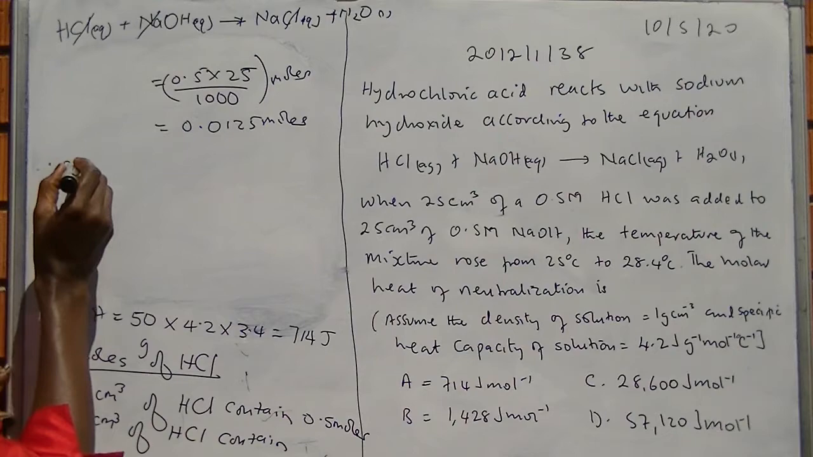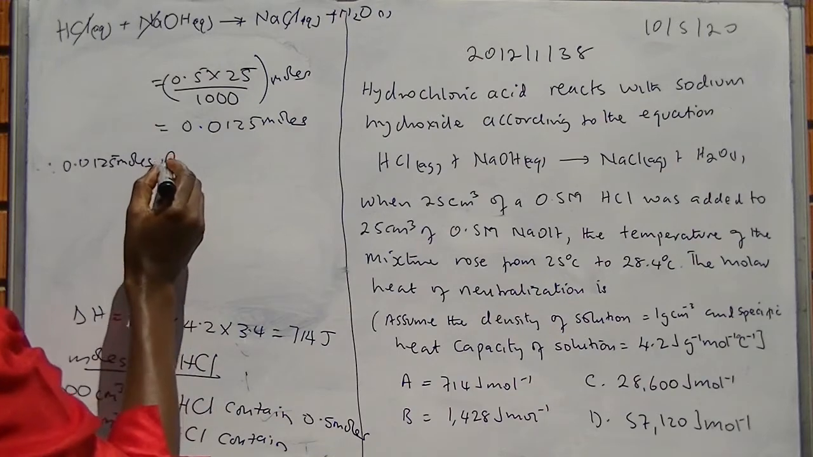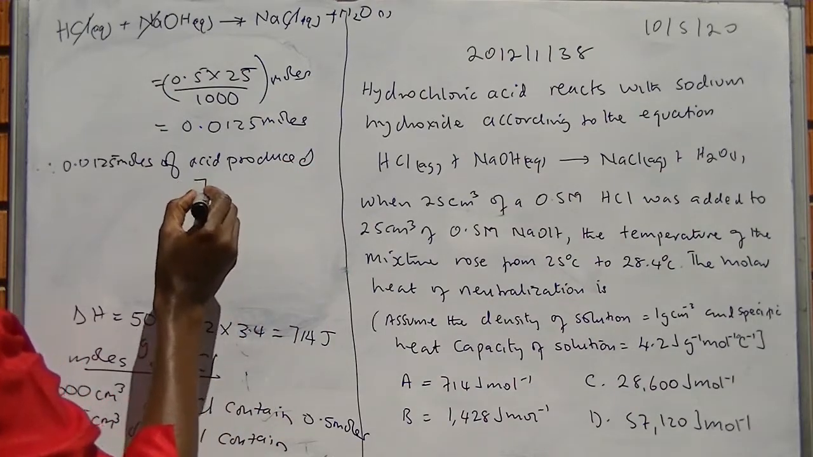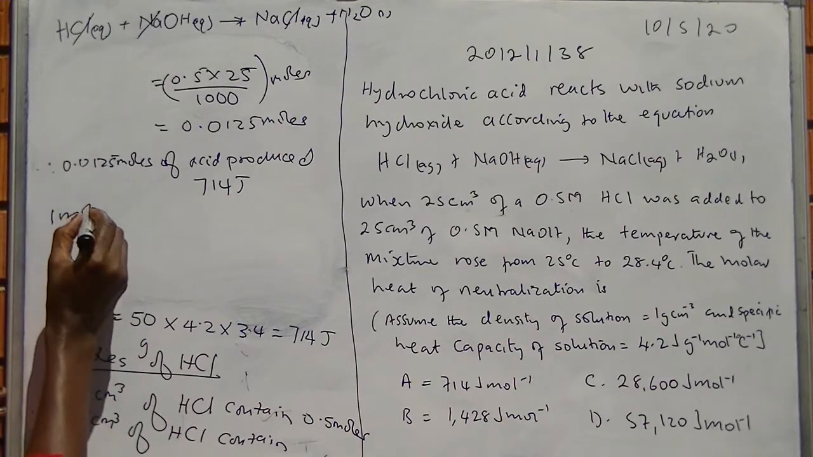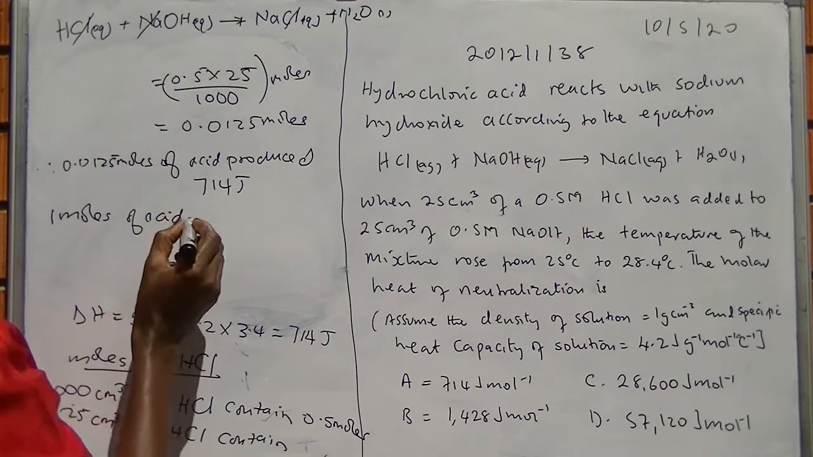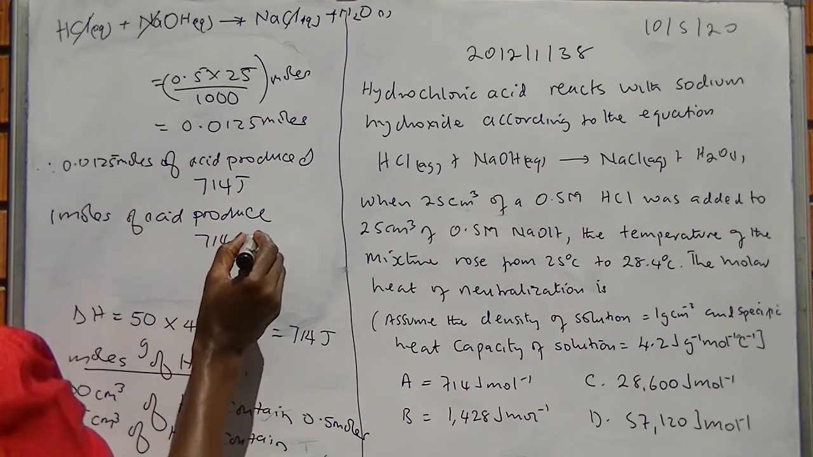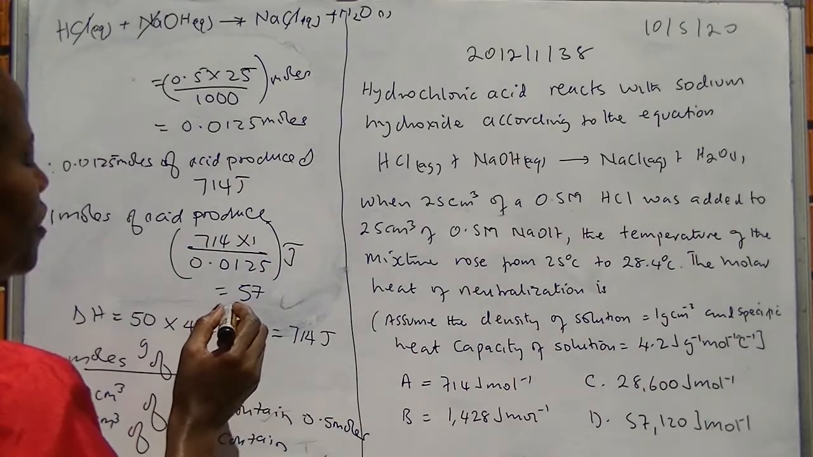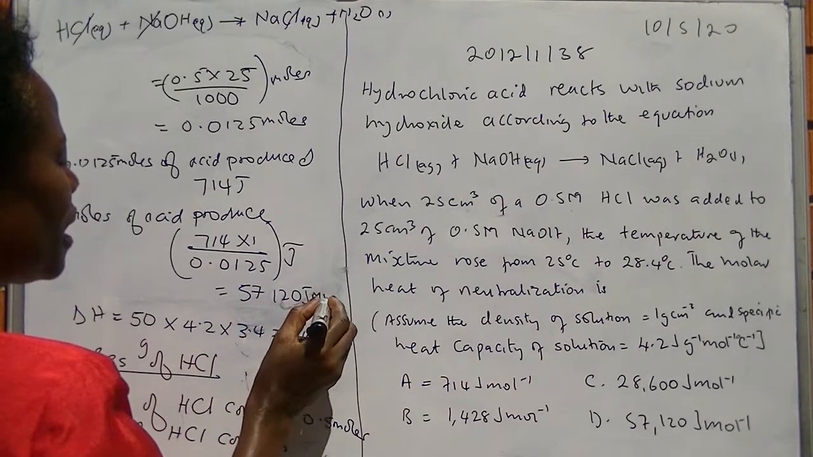Therefore, 0.0125 moles of the acid produced 714 joules of heat. What about 1 mole of the acid, what will it produce? We cross multiply: 714 times 1 over 0.0125, which is equal to 57,120 joules per mole.